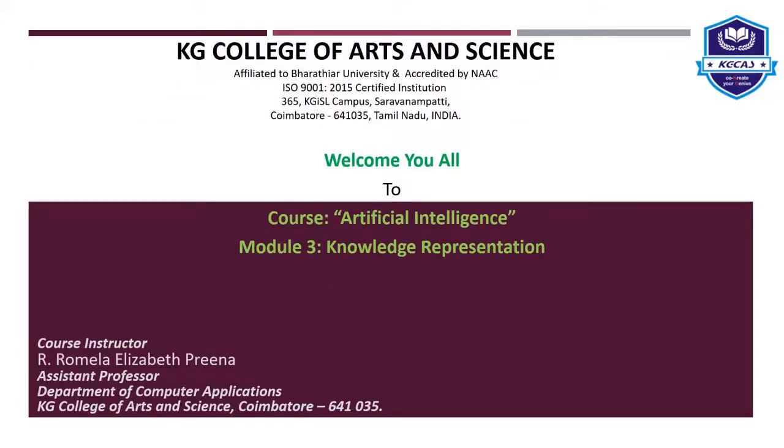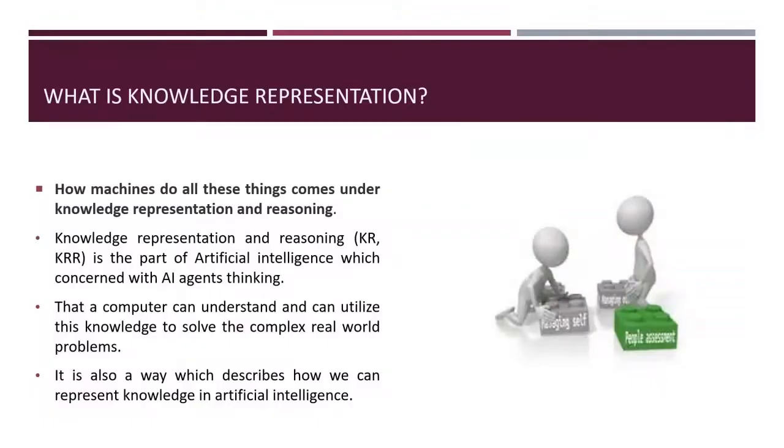Hi everyone. Today let us see about knowledge representation. Knowledge representation helps humans understand, reason, and interpret knowledge. Humans know things, and as per their knowledge they perform various actions in the real world. But how do machines do all these things? This can be understood under knowledge representation and reasoning.